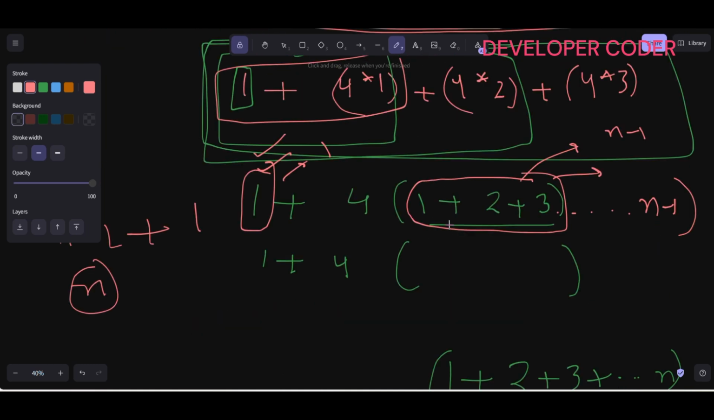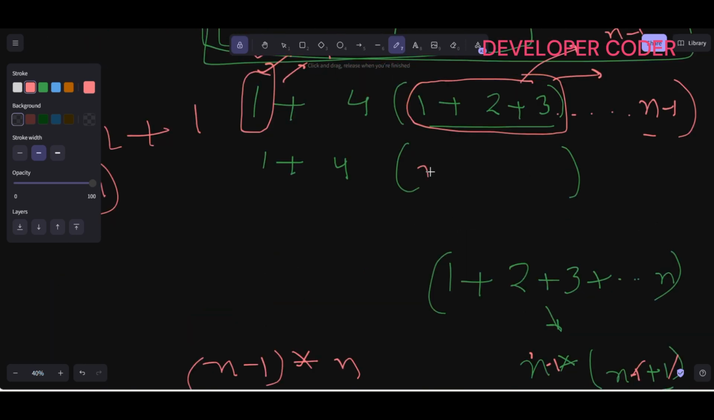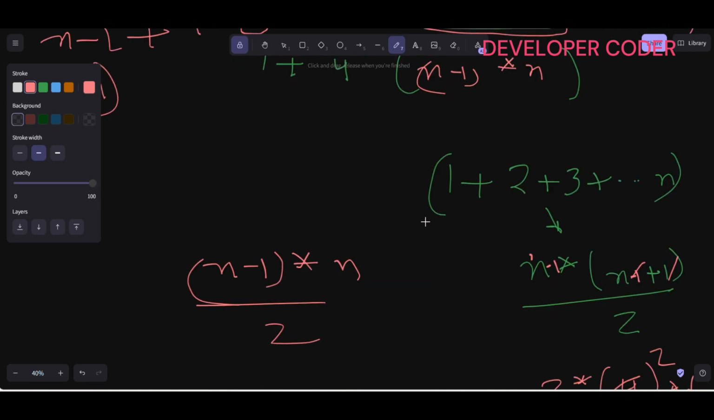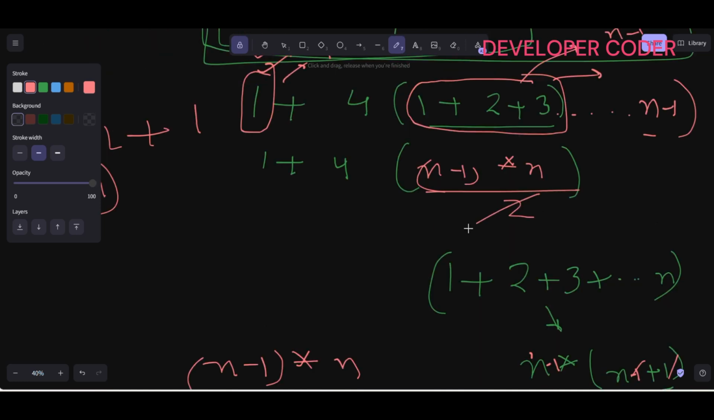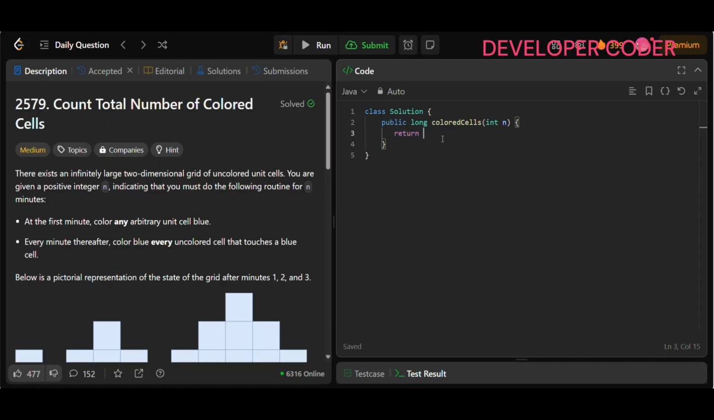So here just place this value for n minus 1. For n minus 1 I am placing this formula here: n minus 1 into n divided by 2. Now this 2 is going to cancel this, so here I will get 2. So my new formula is 1 plus 2 into n minus 1 into n. This is my new formula, and this is going to give me the output. Simple one line, nothing else.